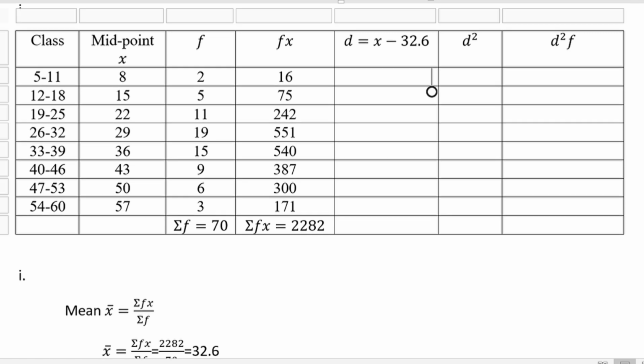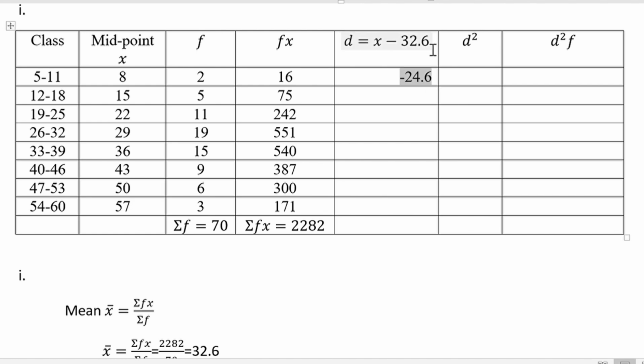So the first value will be got by taking 8 minus 32.6, and that gives you negative 24.6. The next one will be found by taking 15 minus the mean, 32.6, which gives you negative 17.6. Then the rest will also be done in a similar manner. We shall have 22 minus 32.6, 29 minus 32.6, all the way up to 57 minus 32.6. That will give you these figures here.